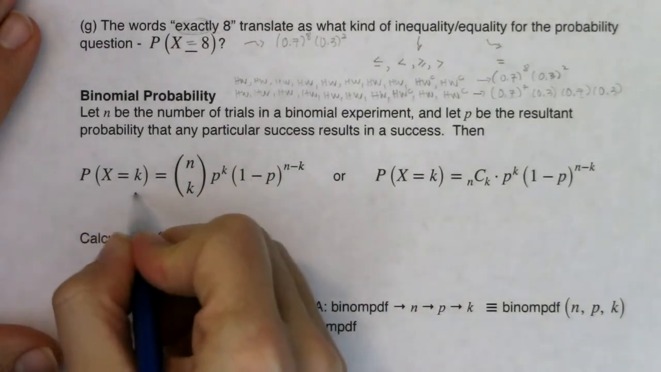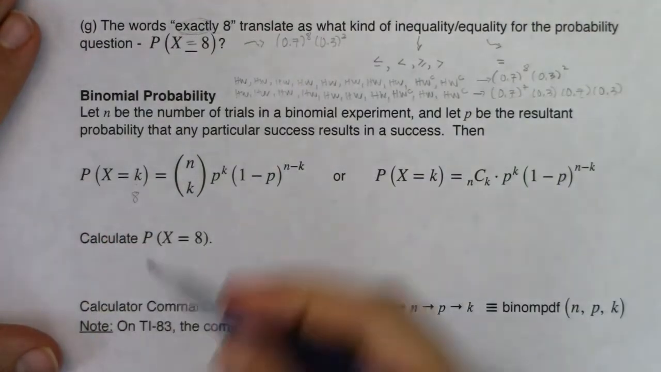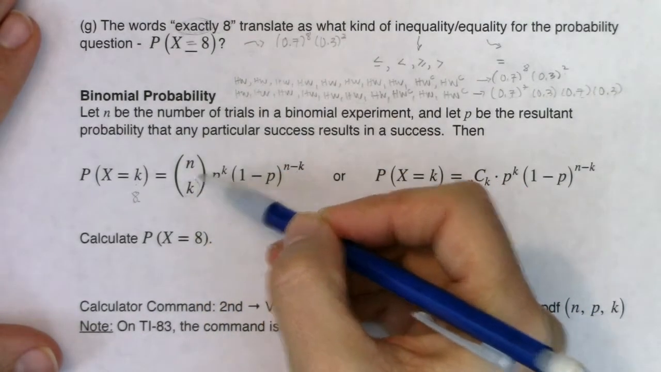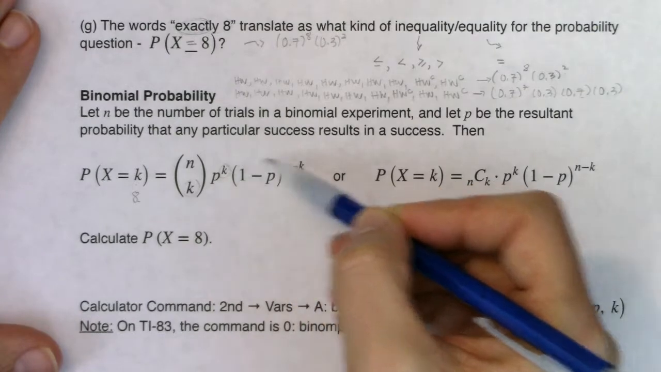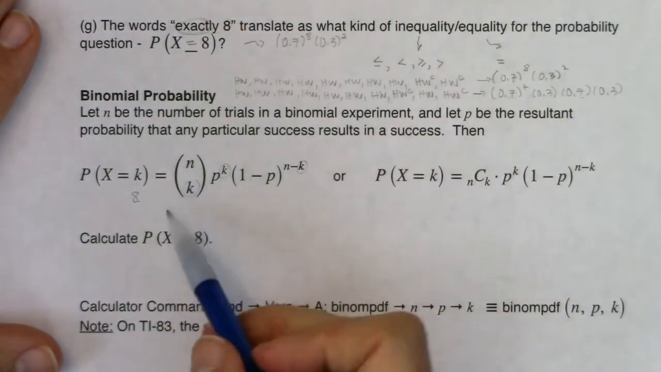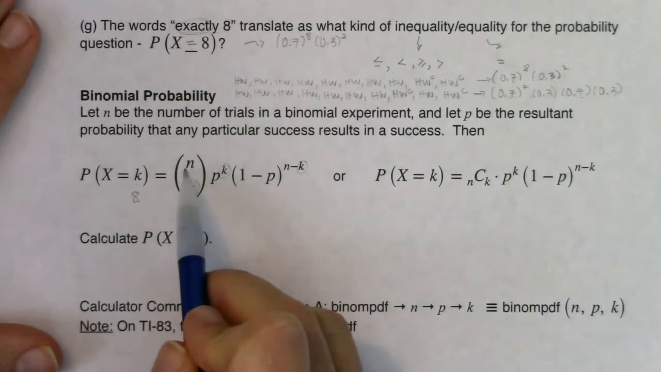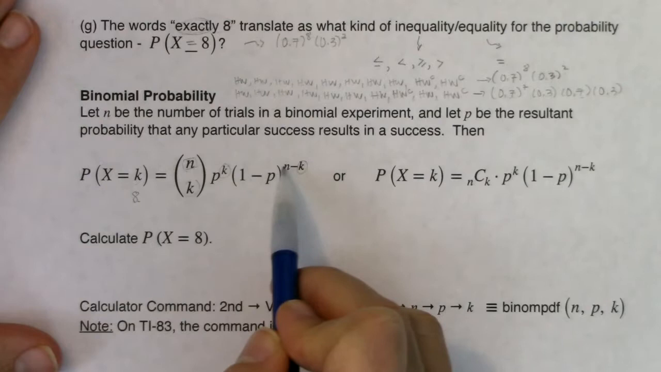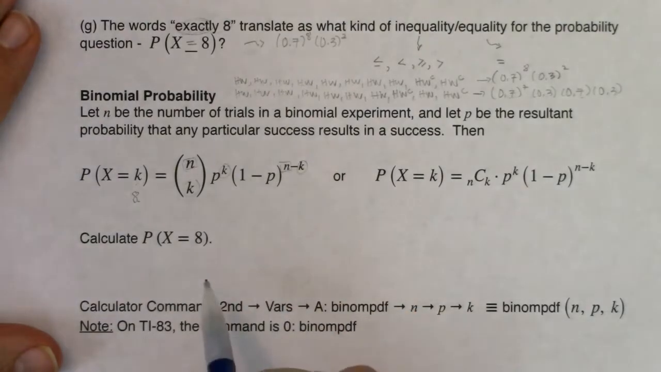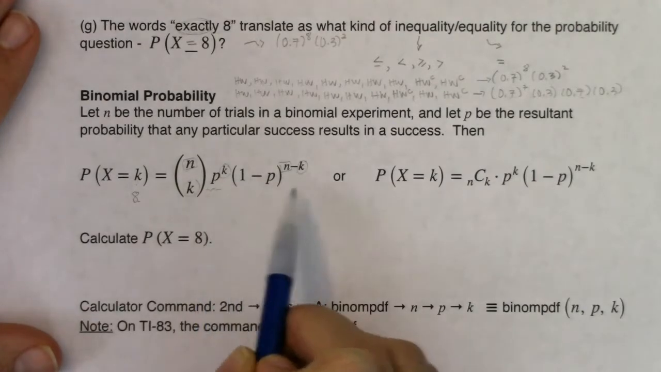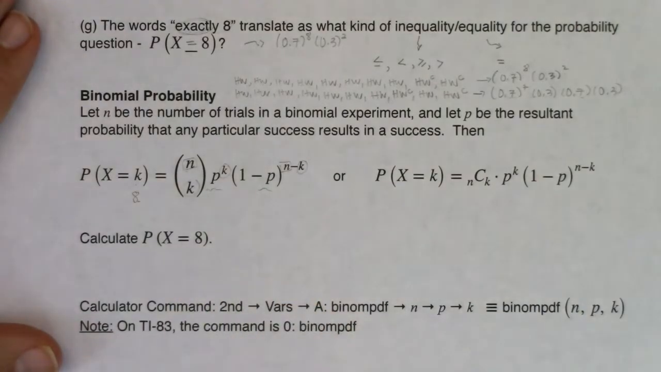So in my problem, k is 8, right? So instead of x equaling k, we have x equaling 8. So I'm gonna put an 8 here, an 8 here, and an 8 here. Now, also for our problem, we know n, we had 10 students, so I'm gonna put 10 here, and 10 here. Lastly, we knew the probability of success was 70%. So I'm gonna put 70% here and 70% here.